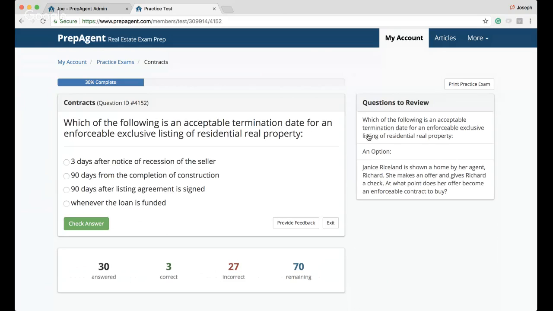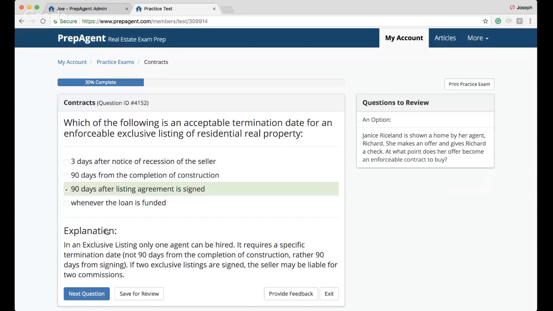Which of the following is an acceptable termination date for an enforceable exclusive listing of residential real property? 3 days after notice of rescission by the seller, 90 days from completion of construction, 90 days after the listing agreement is signed, or whenever the loan is funded. So we went over this one before. This is another review. It is 90 days after the listing agreement is signed.